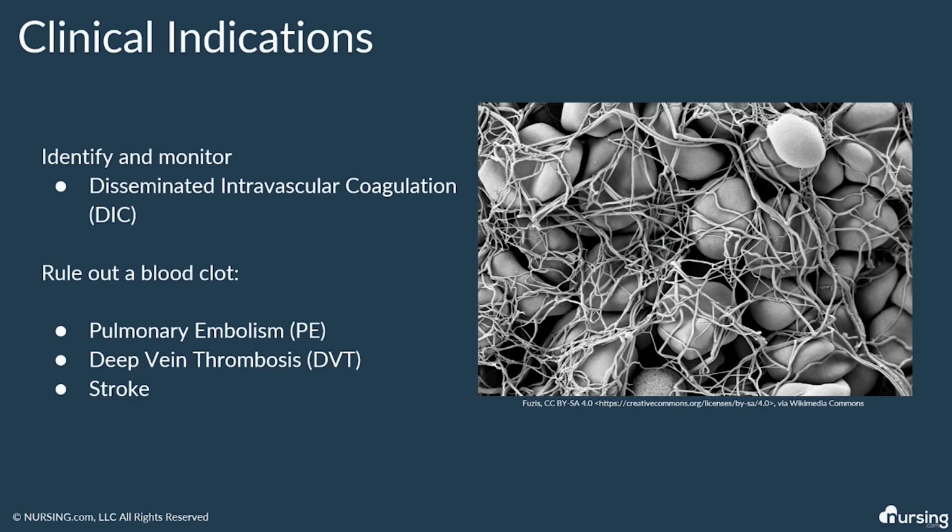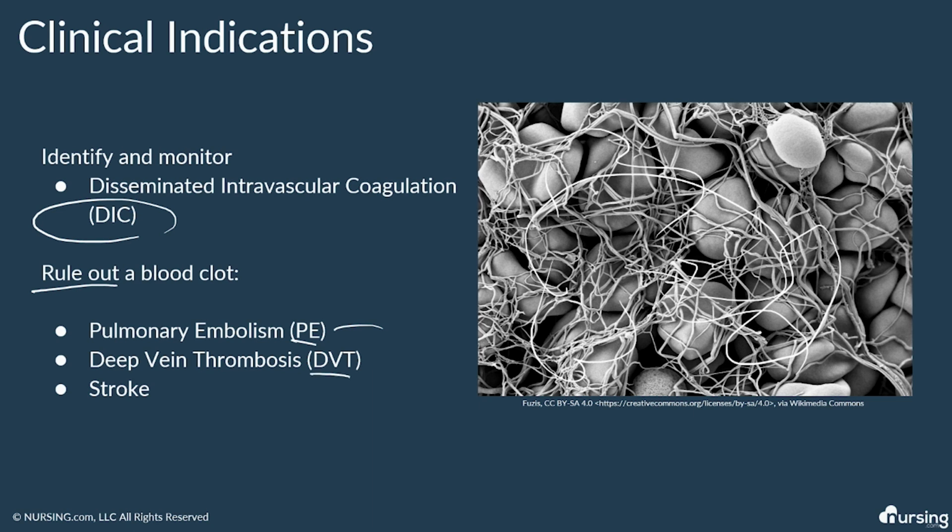A clinical indication for this, spoiler alert, from the last slide, is DIC. Can you see all that clotting, all those fibers and everything, all that part of the clotting cascade? Now, it's used to identify and monitor DIC, but also to rule out a blood clot. So if someone comes in with signs and symptoms of PE, like shortness of breath or that sense of impending doom, this lab can be measured to see whether or not D-dimer is being produced and if there's a clot there at all. It's also going to be indicated to rule out a blood clot for DVT.